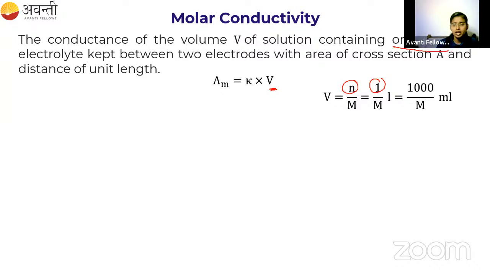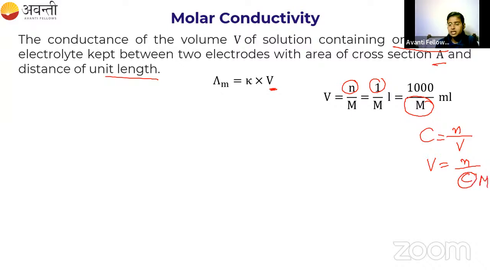Between two electrodes with area of cross section A and length equal to 1. So it is 1 liter divided by M concentration, and 1 liter is equal to 1000 milliliter, right? So in place of 1 liter, we can substitute 1000 milliliter divided by M. Again, I'm saying this M is the concentration term, molarity. We know that concentration is equal to number of moles by volume, so volume will be equal to number of moles by concentration. And here the concentration is denoted by the letter M.